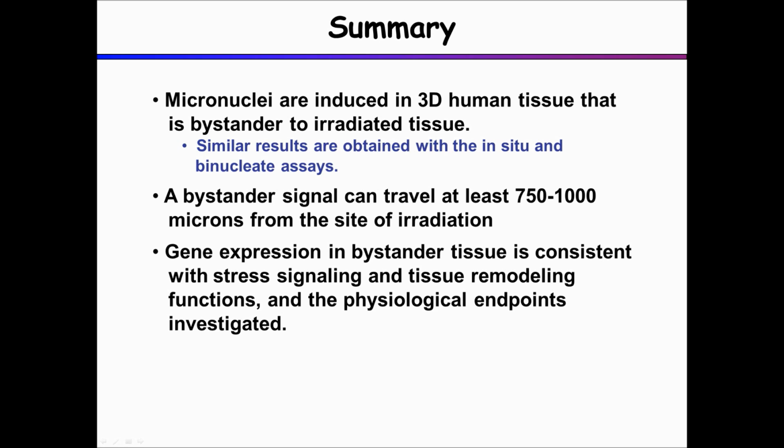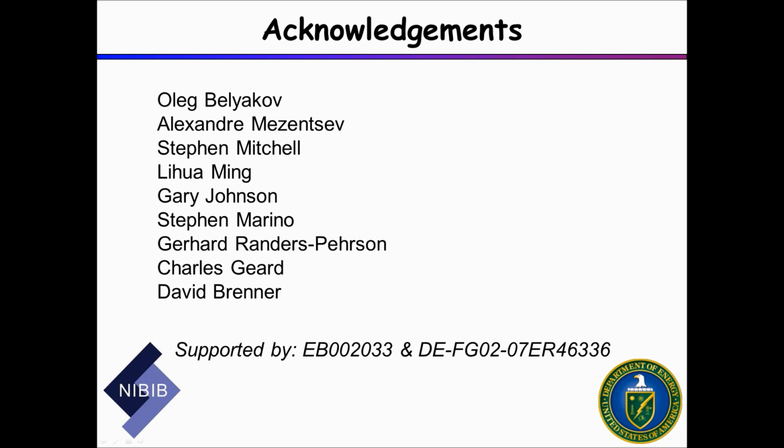Just going through what we've seen: micronuclei are indeed induced in 3D tissues, that is bystander to irradiated tissues. And this has been done in human tissue. We see similar results whether we do the in situ or the binucleate assay. We've shown by numerous means now that the bystander signal can travel at least between 750 and 1,000 microns from the initiating site of the irradiated cells, again in three-dimensional tissue. And the gene expression that we found in the bystander tissue is consistent with the stress signaling and tissue remodeling functions that we've seen physiologically, some of these remodeling differentiation responses that were measured as physiological endpoints. And the signaling seems to be consistent with the signaling that we see in the 2D cells. So that was the whirlwind tour through the 3D tissues.